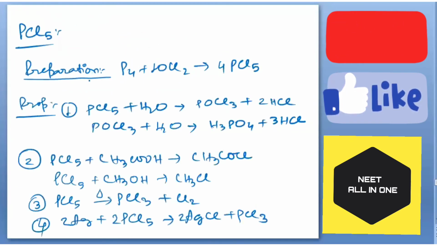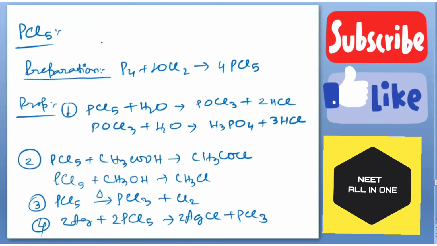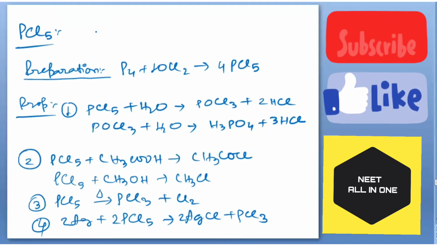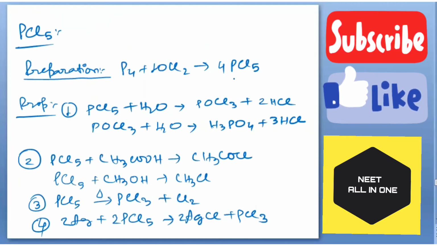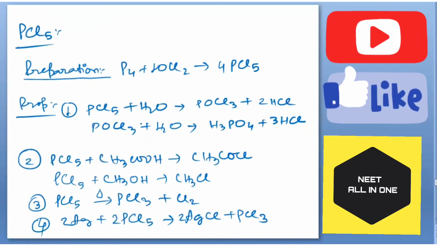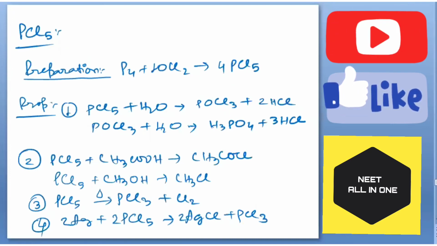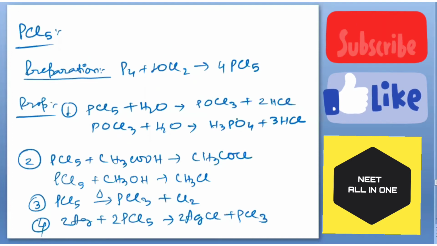Now the next part is our PCl5. Now PCl5 has a characteristic structure and form, and we have shown it in our hybridization video. So if you haven't watched the video, please go and watch. We have put the link in the description. So next is our preparation. Preparation is P4 plus 10Cl2 gives us 4PCl5. Now properties, PCl5 plus H2O gives us POCl3 plus 2HCl, and POCl3 then hydrolyzed gives us H3PO4 plus 3HCl.